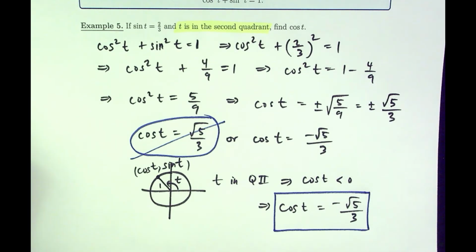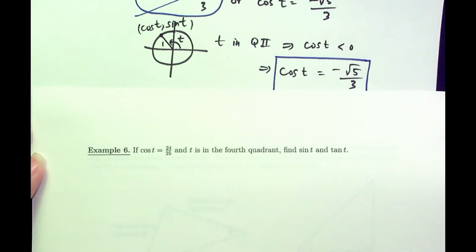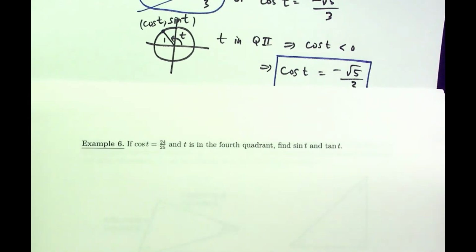We're going to do another one though, and I think if you really understood that, you should give this one a try. It says, if the cosine of t equals 24 over 25 and t is in the fourth quadrant, find the sine of t and the tangent of t. So you should pause the video and give it a shot. You know that if you have cosine, in order to find sine, you have to use the trigonometric Pythagorean identity.